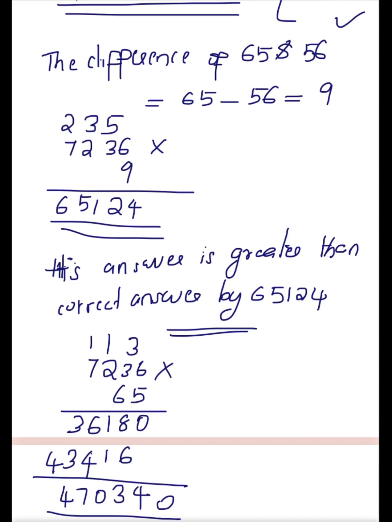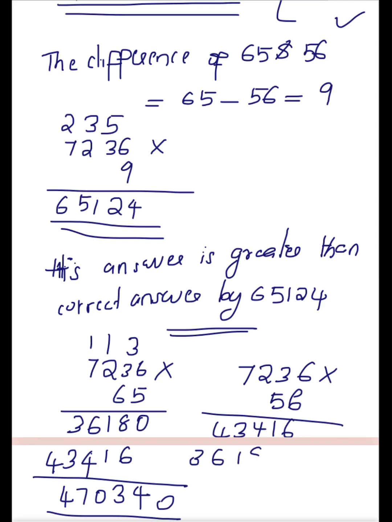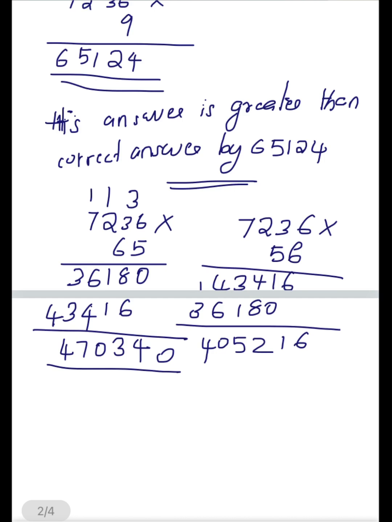Okay, similarly you need to just multiply 7236 with 56. Then what will be the answer? 7236 into 6 is 43416. Now 7236 into 5 is 36180. Okay, now let's add it. 6, 1, 12, 5, 10, 4. Okay, 405216. Okay, now let's take the difference.